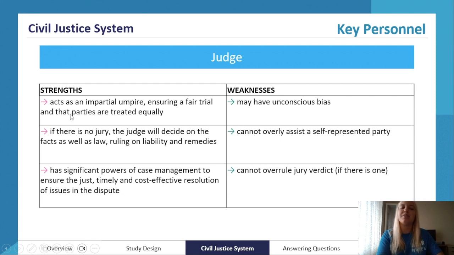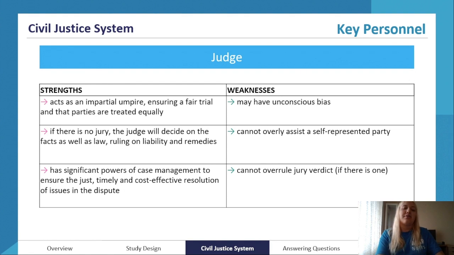Strengths: the judge is an impartial umpire, unbiased, ensuring a fair trial that parties are treated equally. No one's given any advantage. If there is no jury, the judge will decide on the facts as well as law, ruling on liability and remedies. So this is a strength because the judge is a legal expert. So it makes sense for them to make the decision, probably the most accurate decision.